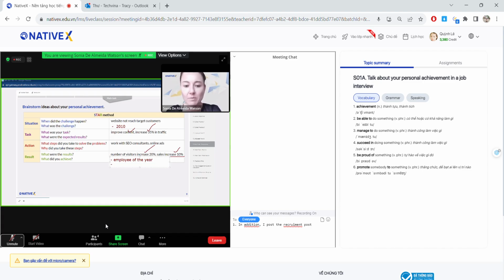Maybe my keyword can be promotion. Maybe I got a promotion. Or maybe I got a salary increase. Maybe I got a bonus at the end of the year, maybe some extra money, a bonus. So here we've got different keywords that we can focus on.